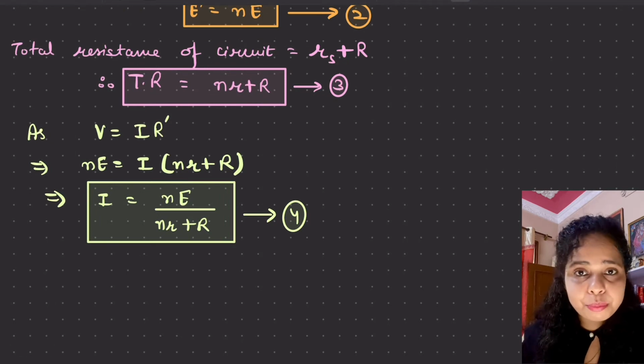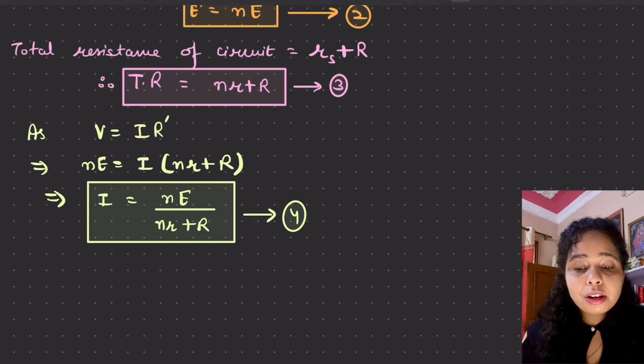Now we have to talk about the various cases, that is, we will talk about when will be the maximum current flowing, when will be the minimum current flowing. So how can we take out the maximum current when we will connect n number of cells together.